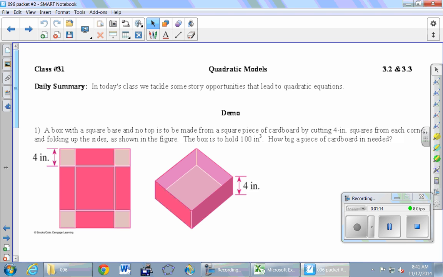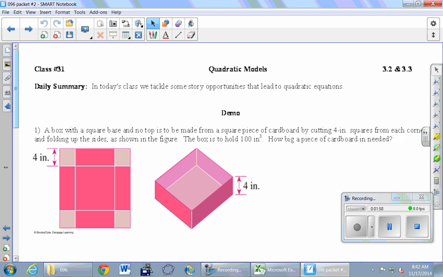Okay, so let's go to the daily summary. Sam? Virginia, number 1. Oh, a little typo there.